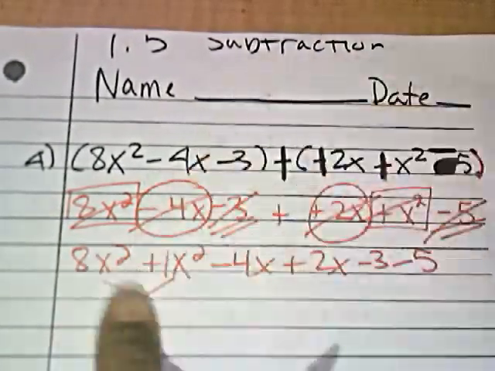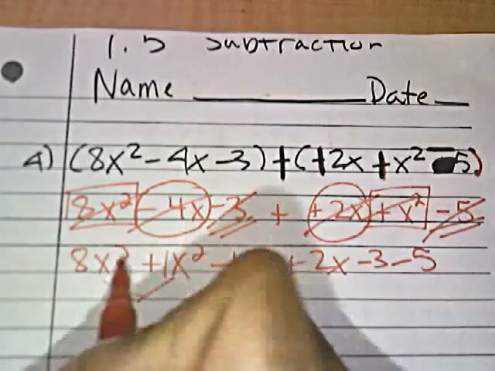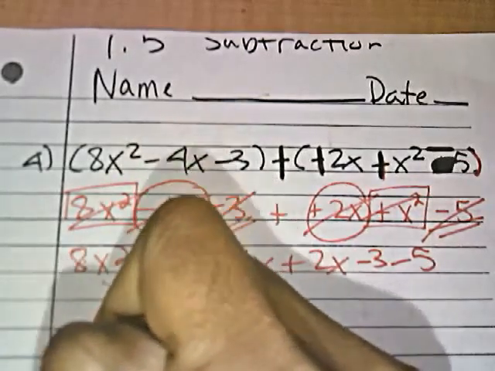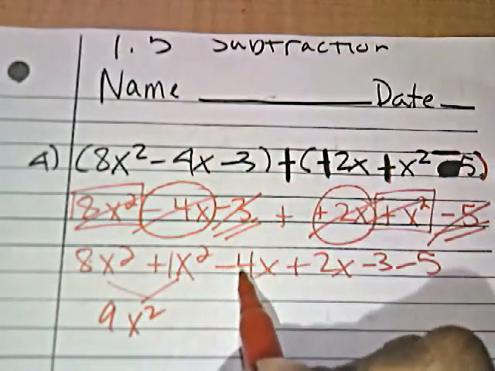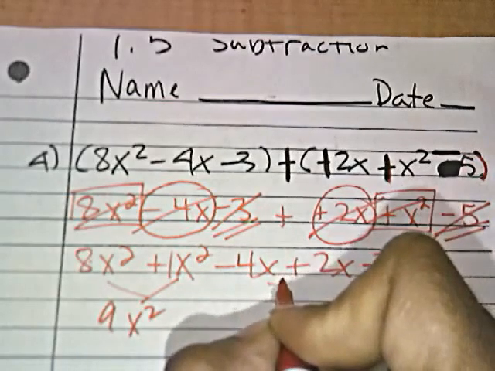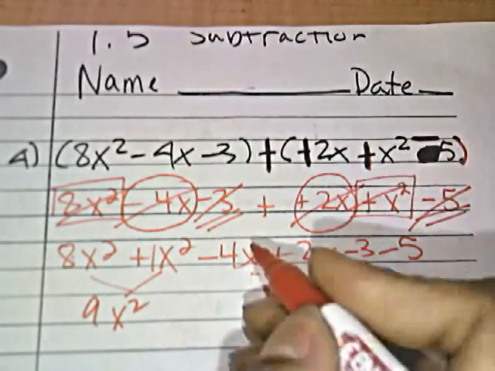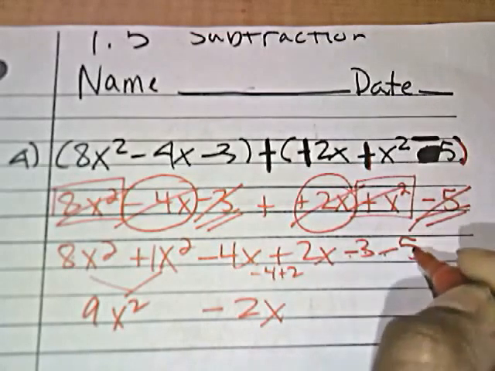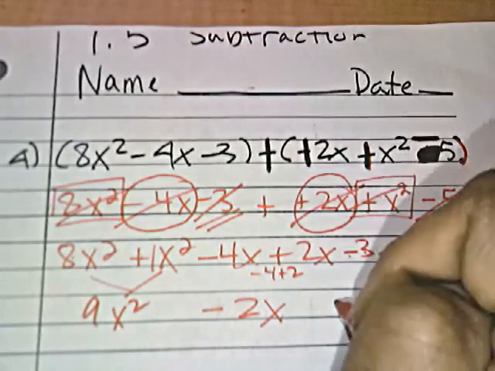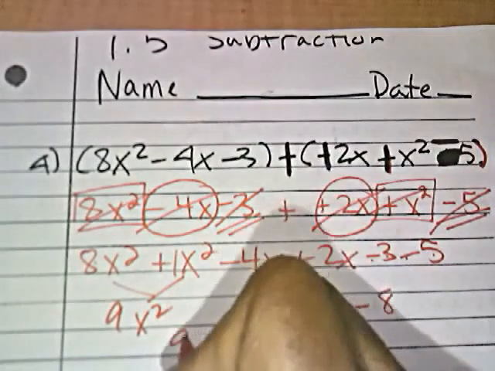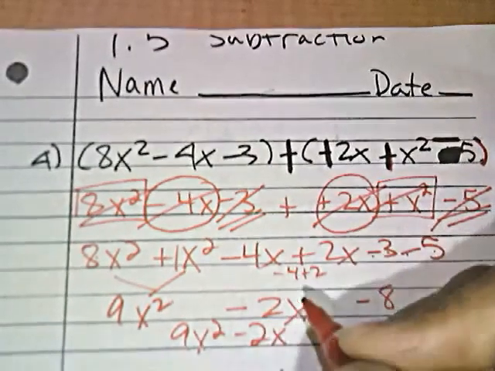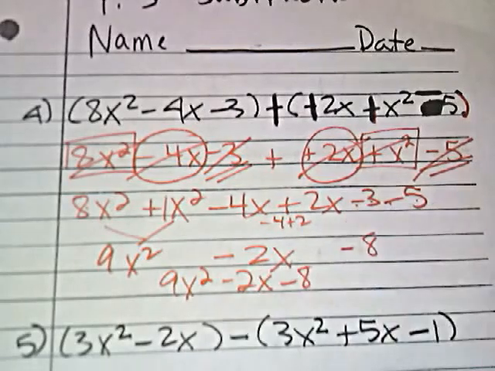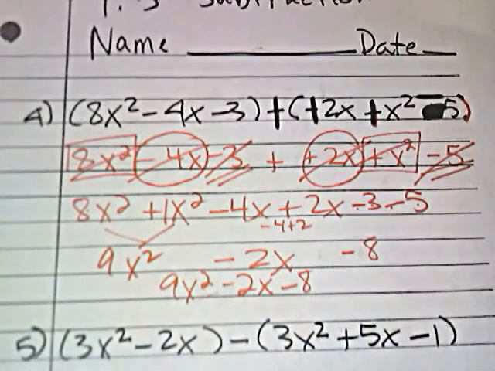There's a 1 in front of there. Anybody else want to put a 1 in front of? No. 8 plus 1 is 9x squared. Negative 4, if I want to write that down, negative 4 plus 2 becomes negative 2x. Negative 3 minus 5, when you put that in your calculator, is negative 8. And again, like I said, if you want to make it so that it's all one problem, this is the same. I'm just squeezing it together.